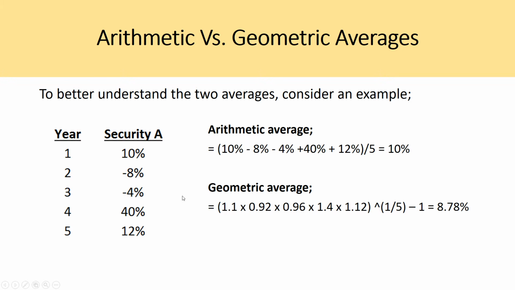Now, the geometric average, we add 1 to each of these rates of return in each of these periods, then multiply the results by each other. So we add 1 to 10% to get 1.1, then add 1 to negative 8% to get 0.92, etc., etc. Then we multiply the results by each other and raise it to the power of 1 over n, 1 over 5 in this case, and minus 1 to get a geometric average of 8.78%. And there's also some common rules. The geometric average at most can equal the arithmetic average and is most likely less because it accounts for that compounding effect.